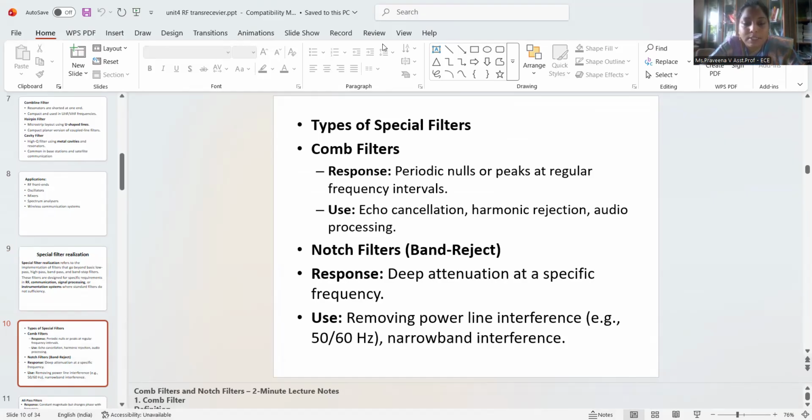The combined filter, and the notch filters, which we call band reject filters. I have already told you about the combined filter. A comb filter is a filter whose frequency response contains a series of regularly spaced peaks and nulls, resembling the teeth of a comb. That is the main concept of the combined or comb filter. A notch filter is otherwise called a band reject filter.